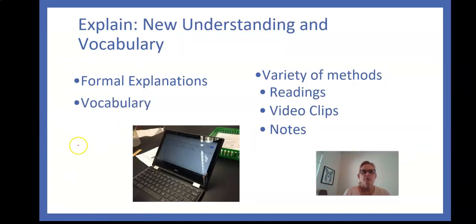So in the next part, in Explain, you can have formal explanations. You can introduce the vocabulary there. You can do readings, video clips, notes, a variety of ways to give them new understandings.